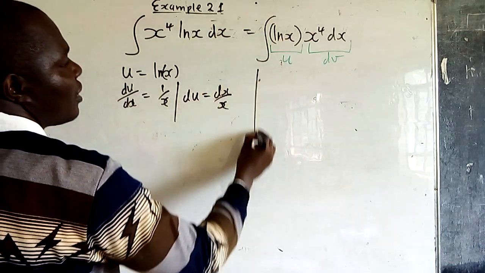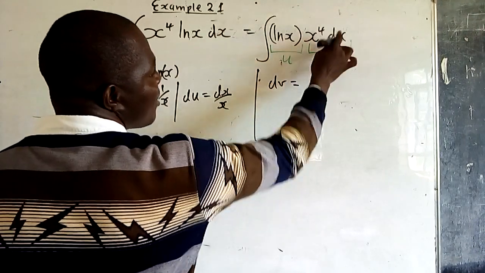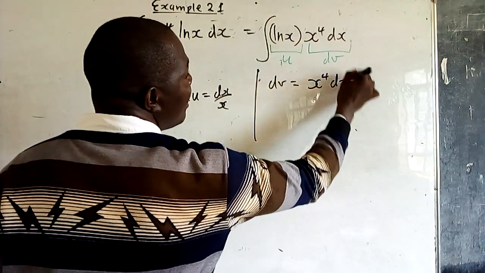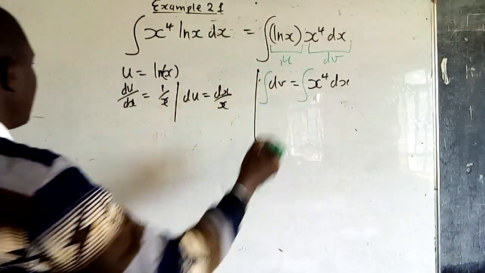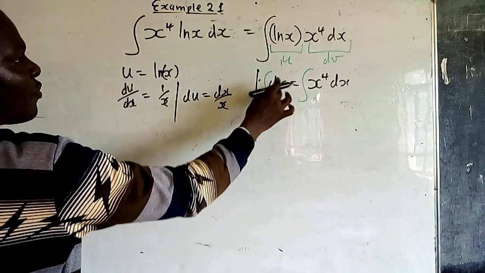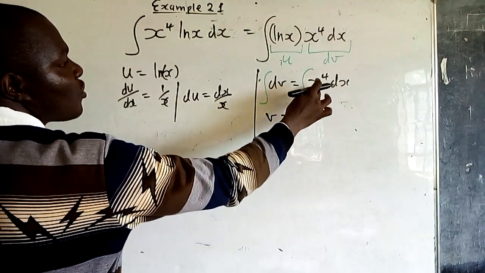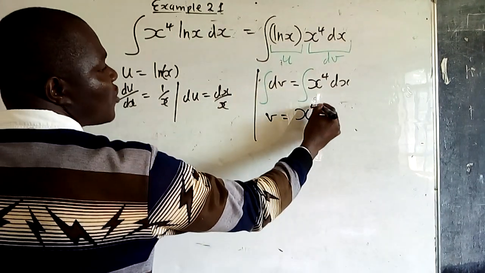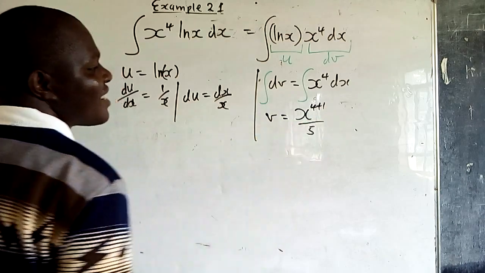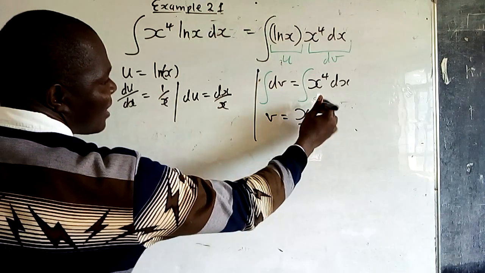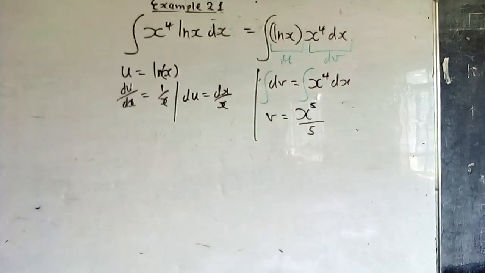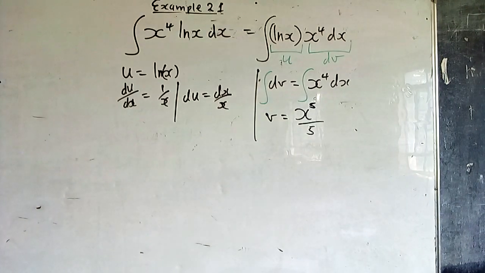What is dv? You have here dv is the same as x raised to power 4 dx. So for you to get v, you introduce integral on both sides, isn't it? So if you integrate dv, you get v to be equal. So if you integrate x raised to power 4, you simply add 1 to the power and you divide by the resultant power. See, that's how to integrate a polynomial. Yes. You add 1 to the power, you get 4 plus 1, which is power 5, isn't it? Yes. Then you divide by that resultant power. Okay? Yes. So that is integration by parts.